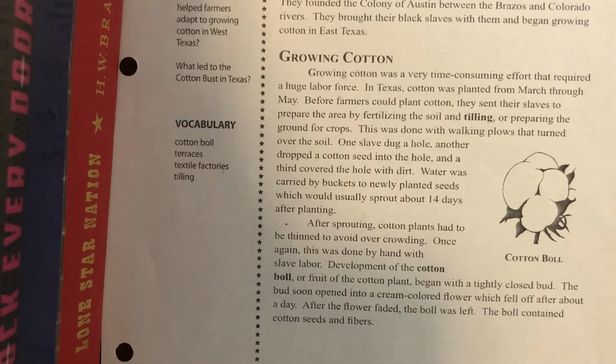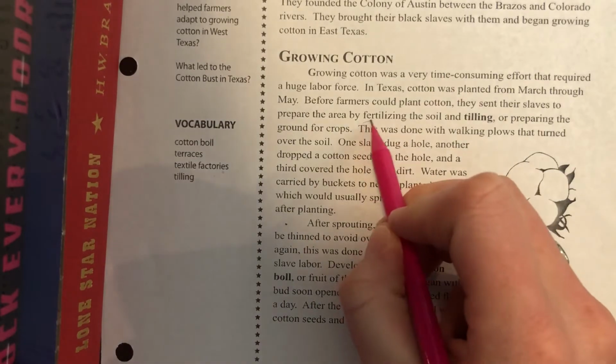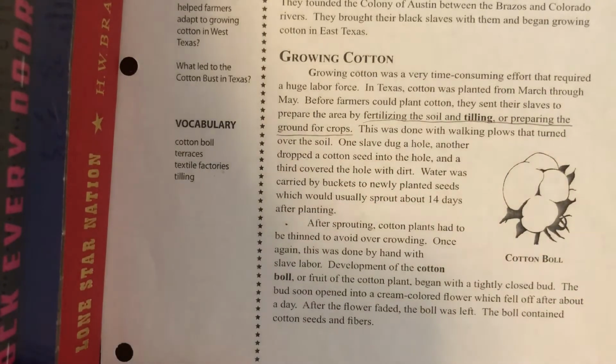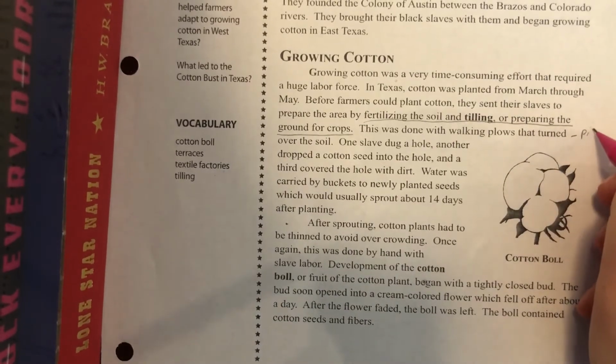In Texas, cotton was planted from March through May. Before farmers could plant cotton, they sent their slaves to prepare the area by fertilizing the soil and tilling, or preparing the ground for the crops. This was done with walking plows that turned over the soil, which you'll see a picture of.